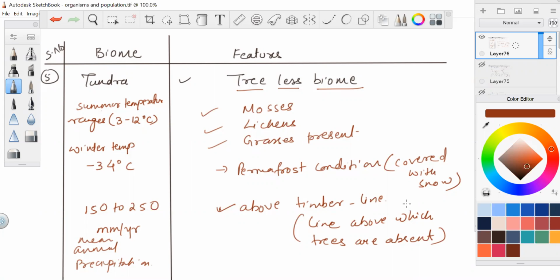Are you all understanding all the forests? Types of forests? Students? Yes, ma'am. I think it's very simple, point-wise written. Just try to remember the temperature, precipitation, and types of trees. That is enough.